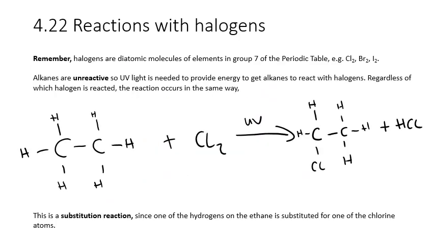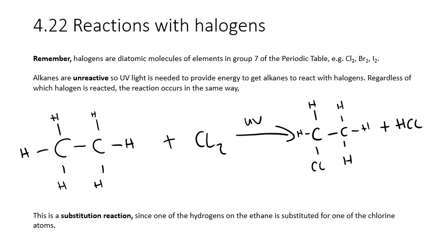Finally, for 4.22, we need to be able to describe the reactions with halogens. Now remember, a halogen is a diatomic molecule, so it consists of 2 atoms bonded together from group 7 in the periodic table. So that's fluorine, chlorine, bromine, iodine, etc. Now alkanes are particularly unreactive, so we have to use ultraviolet light to provide enough energy to get this reaction to happen.